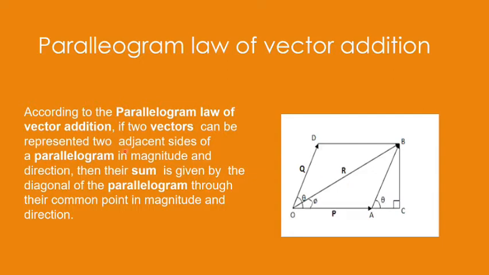So if you go with the statement, if two vectors can be represented by two adjacent sides of a parallelogram in magnitude and direction, then their sum is given by the diagonal of the parallelogram through their common point in magnitude and direction. In the previous diagram also I took P and Q as the vectors, and I am keeping the same naming so that you are able to understand things better. Again, I want to find the magnitude and direction of this resultant vector. This angle is between the P vector and Q vector. This is theta. These are two vectors P and Q.